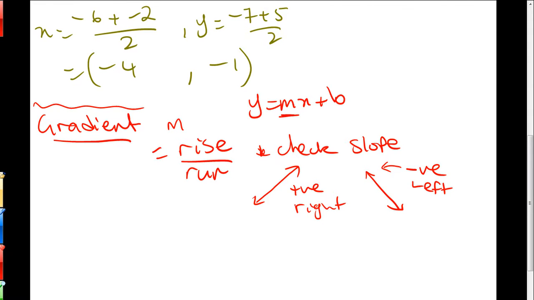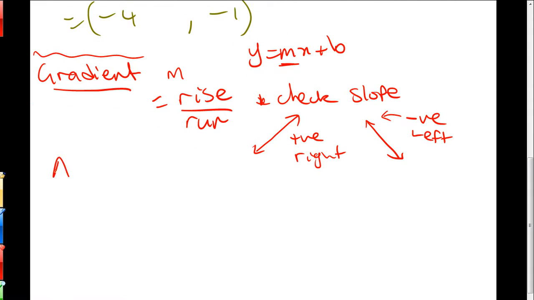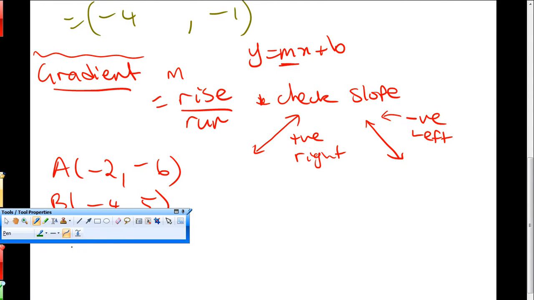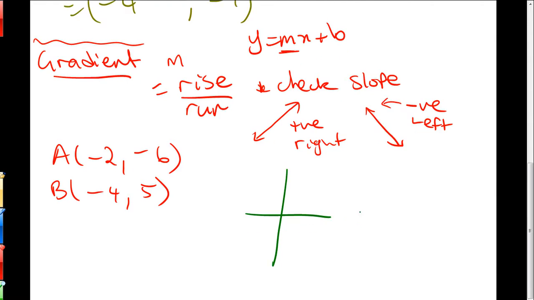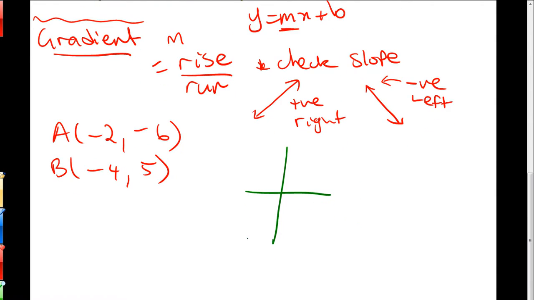Left. Okay, so a question for this could be A is minus 2, minus 6, B is minus 4, 5. Well, because we don't have the rise, we've got to go in, sketch it first, right? So, minus 2, minus 6, somewhere down here. That's minus 2, minus 6. That's A. B, minus 4, 5. B. It's a good habit to get used to stating them as well.